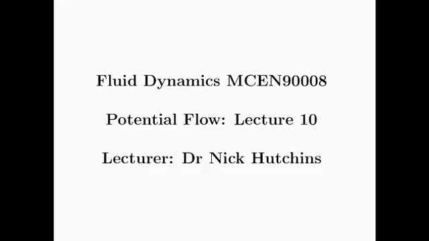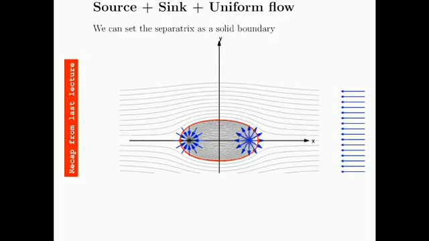So just a brief recap of where we got to in Friday's lecture. We started pretty simply. We just added a source that was upstream of a sink, and we added a uniform flow coming from right to left, which gave us this Rankine body. So source plus sink plus uniform flow, and that closed the half-Rankine body.